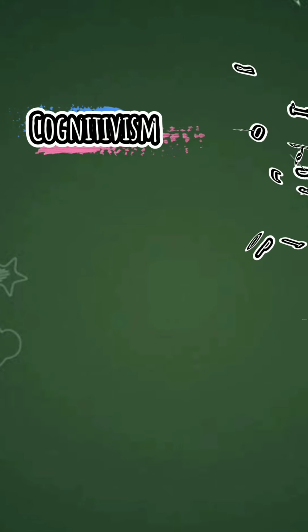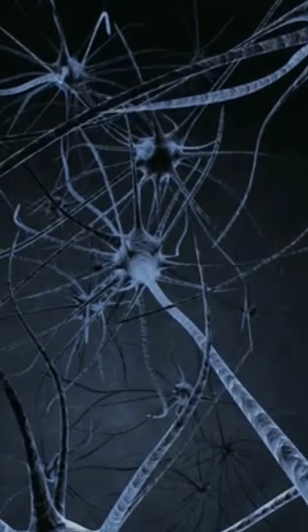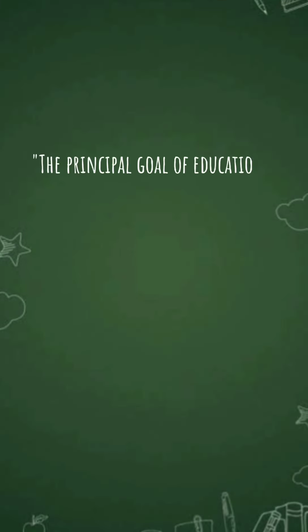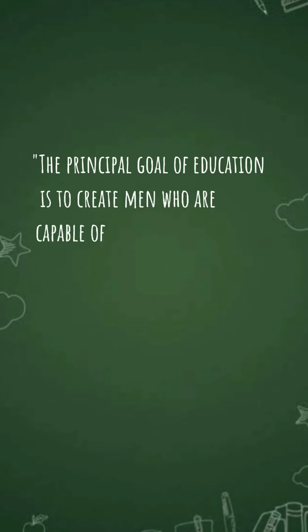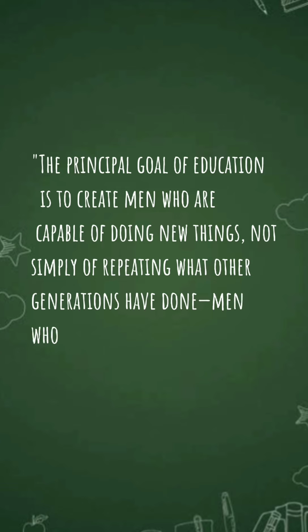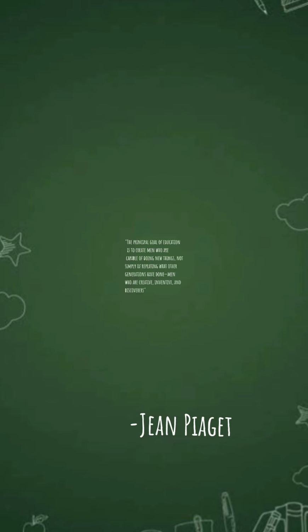Cognitivism is a learning theory that focuses on the processes involved in learning rather than on the observed behavior. Basically, it focuses on the mind and how mental processes think. According to Piaget, the principal goal of education is to create men who are capable of doing new things, not simply of repeating what other generations have done. Men who are creative, inventive, and discoverers.